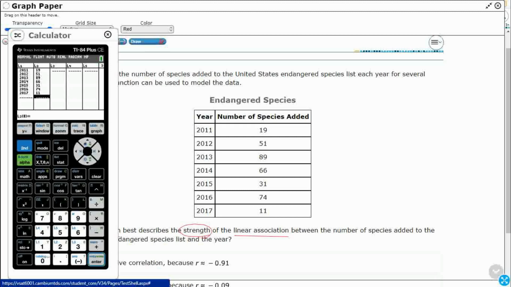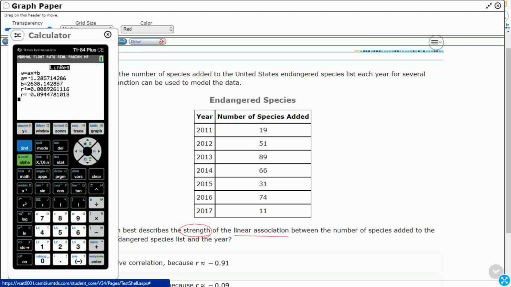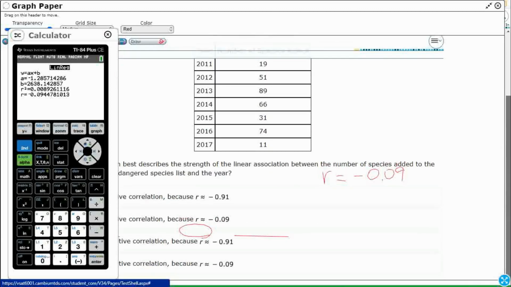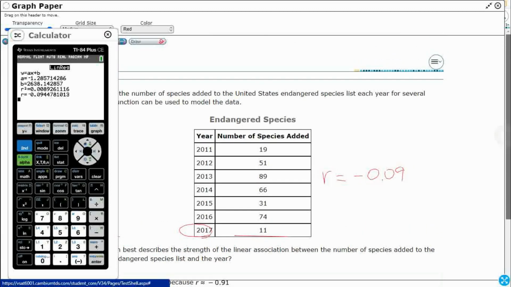So now that we've got our two lists, we want to make sure that we've entered them in correctly. So we're going to hit that stat again. Now we're going to hit over 1 and hit calculate. We're going to go down to that linear regression. And now that we have our diagnostic on, we're going to find that R right at the very bottom. So that R equals negative 0.09. And it looks like that's about as far as they're wanting us to get. Okay, so that's about as far as we've gotten right there.